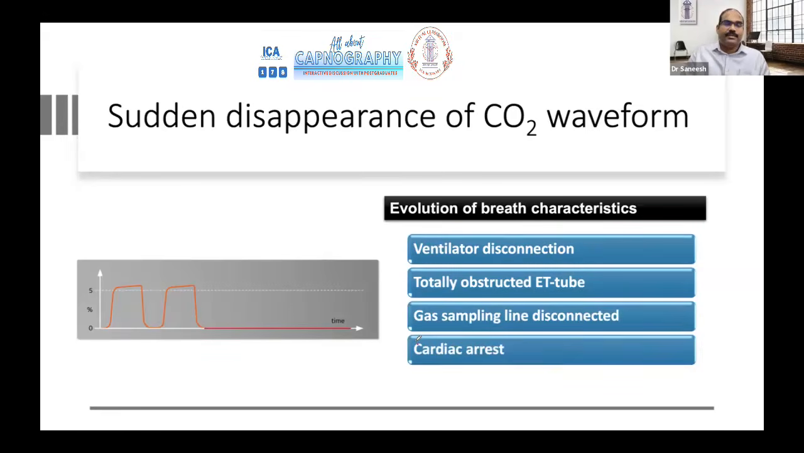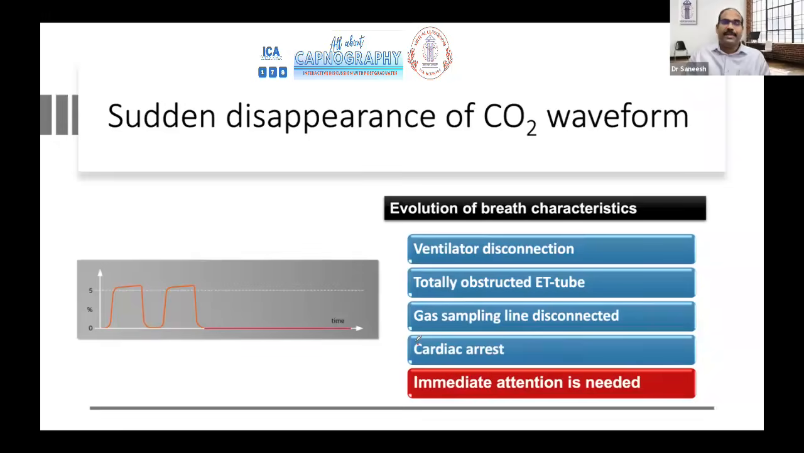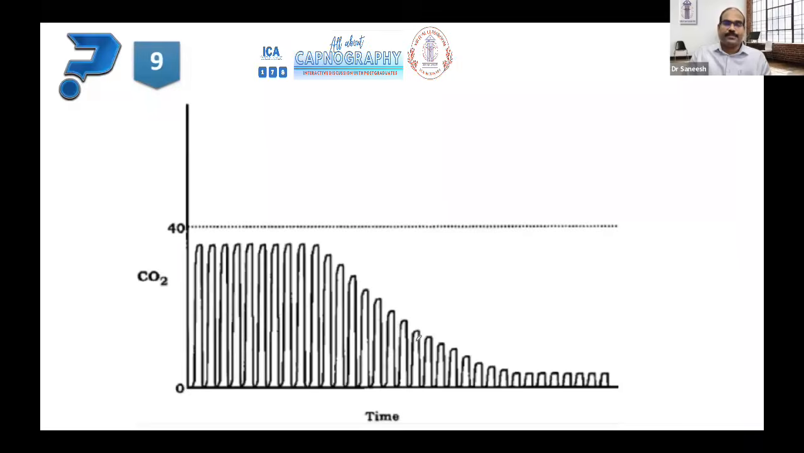Or you need to consider cardiac arrest also. But usually you get pulse oximeter tracing, ECG, and other monitors. So ETCO2 is not the only monitor you are going to rely on. But definitely when you see a tracing like this, you need to take immediate action, immediate troubleshooting. If you want to stop the surgeon, it's fine. You can inform the surgeon that you have a problem at hand, then go ahead troubleshooting.